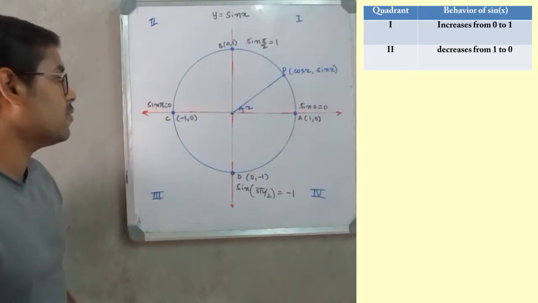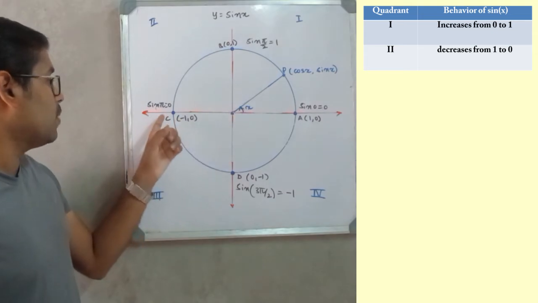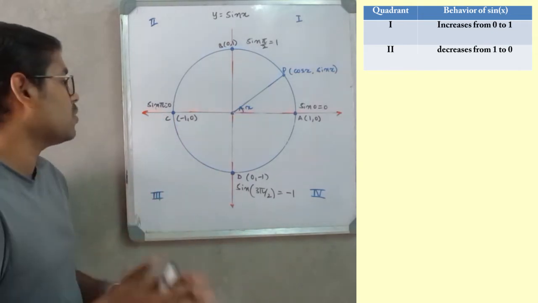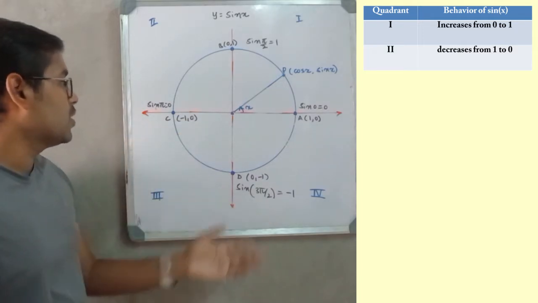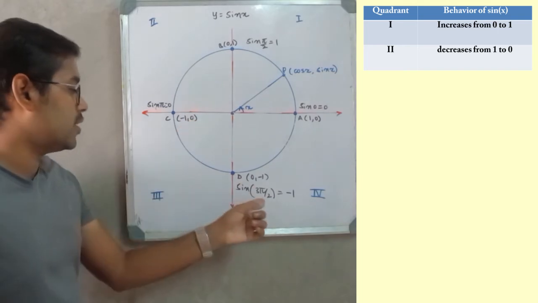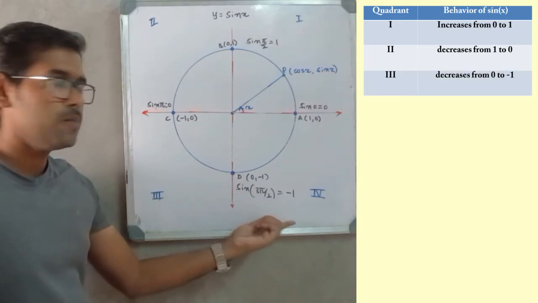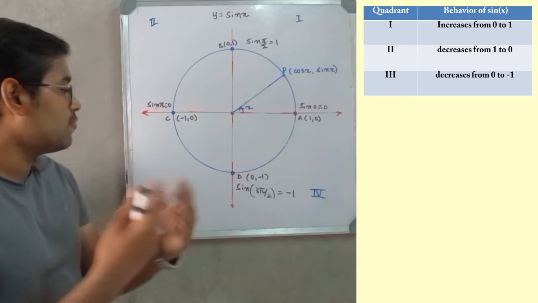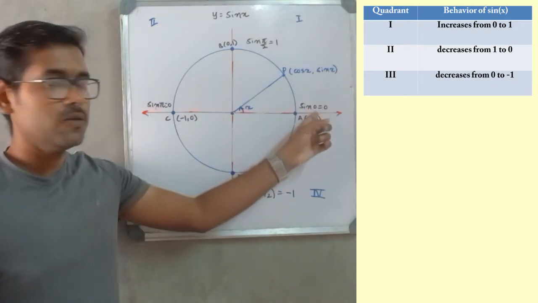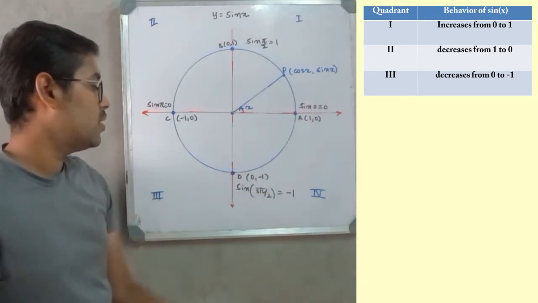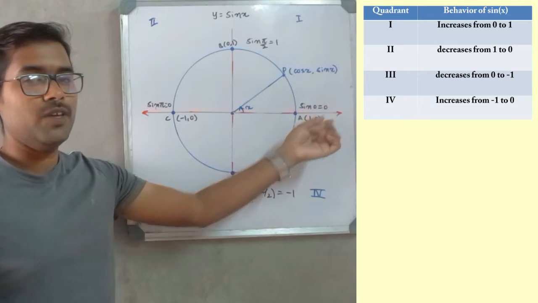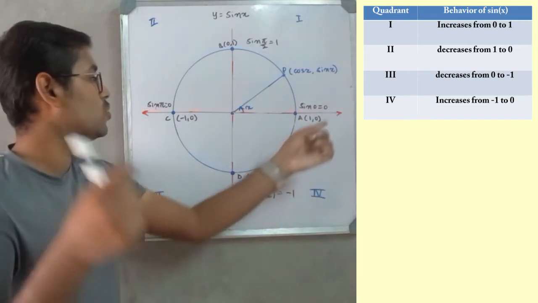Now in the third quadrant, the value of x varies from pi to 3 pi by 2. And here the value of sine x decreases from 0 to minus 1. Sine 3 pi by 2 is minus 1. Similarly, in the fourth quadrant, where the value of x varies from 3 pi by 2 to 2 pi, the value of sine x increases from minus 1 to 0.